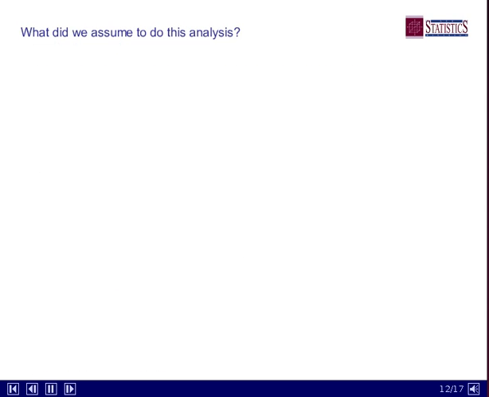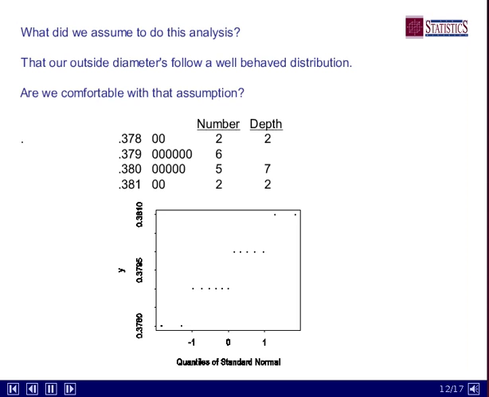What did we assume to do this analysis? Well, that our outside diameters follow a well-behaved distribution, symmetric, single-peaked. Are we comfortable with that assumption? Well, we could draw a stem and leaf diagram or a normal probability plot, something like this, to verify. If we had a lot of data, one could use a histogram.